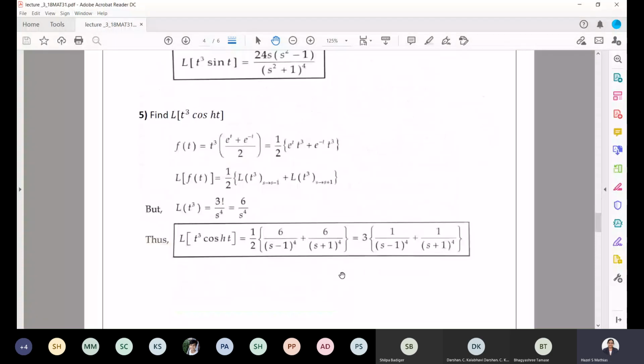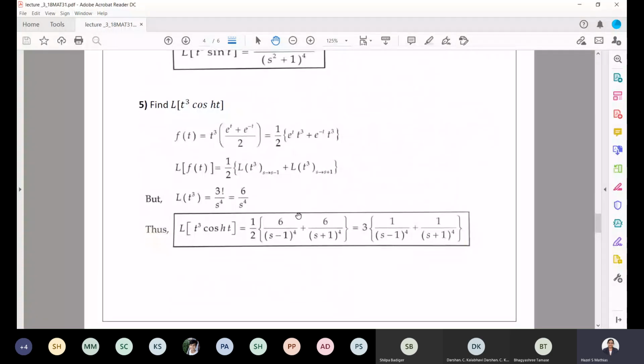Fifth question. What is the Laplace transform of t cube into cos ht? Similar problem over here. First find the Laplace transform of cos ht. It is e power t plus e power minus t divided by 2. This is from the definition of cos ht. Now multiply and write, half you can take outside. You will get e power t into t cube plus e power minus t into t cube.